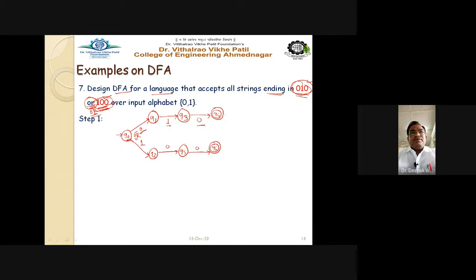So Q0 on 1 goes to Q2, Q2 on 0 goes to Q5, and Q5 on 0 goes to Q6. So this is your initial DFA. This is the DFA that accepts the language that either ends with 0 1 0 or 1 0 0. Getting this point?